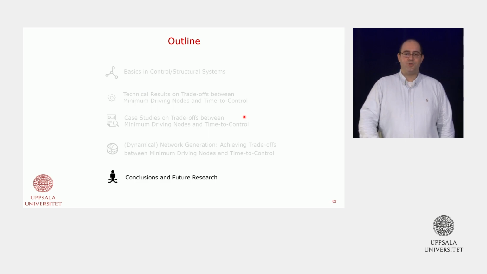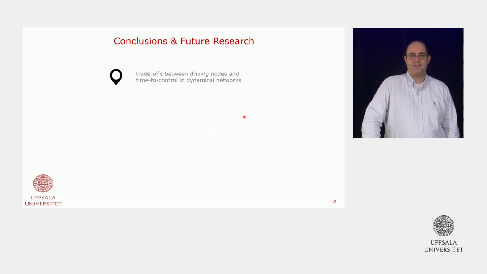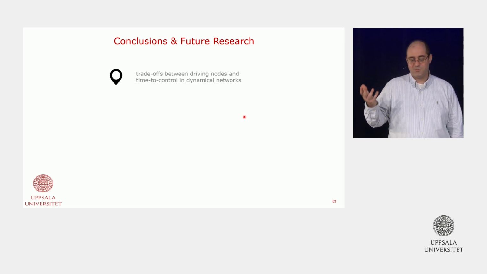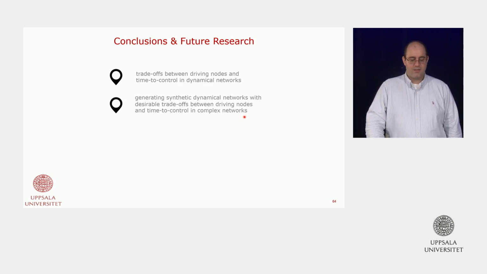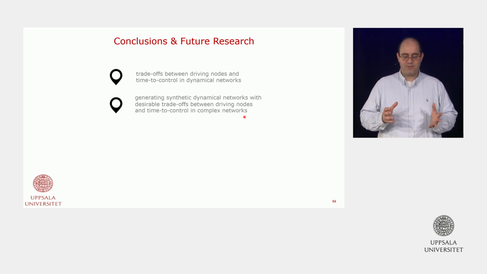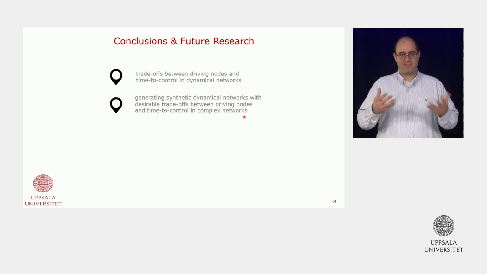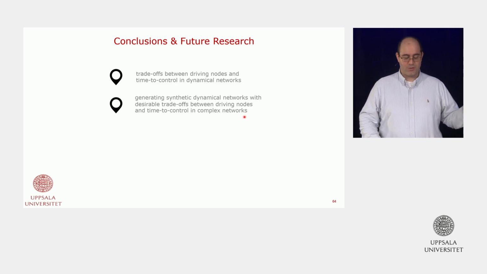Conclusion and future research. Hopefully, you'll get the message that it is important to study these trade-offs between the driving nodes and the time to control. It is possible to generate these networks with prescribed trade-offs. And the question that follows is the usability of such generation models. Why? Because we are talking about dynamic networks, and as such, we need to consider their dynamics, or at least dynamic properties that are of interest, as is often the case with controllability. So if that's the case, we could start wondering about several aspects.